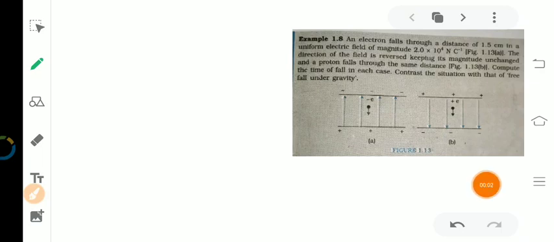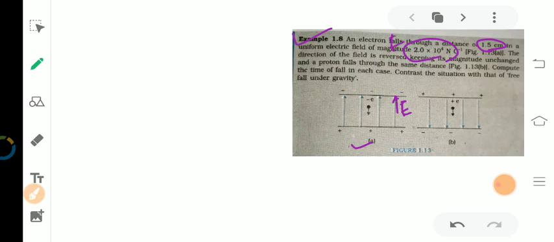Dear students, look at question number example 1.8 of the NCERT book. Here two situations are given as per the question. In case A, an electron falls through a distance of 1.5 centimeter, and the electric field present is given as shown. The electric field has this much magnitude, so E is equal to this much.